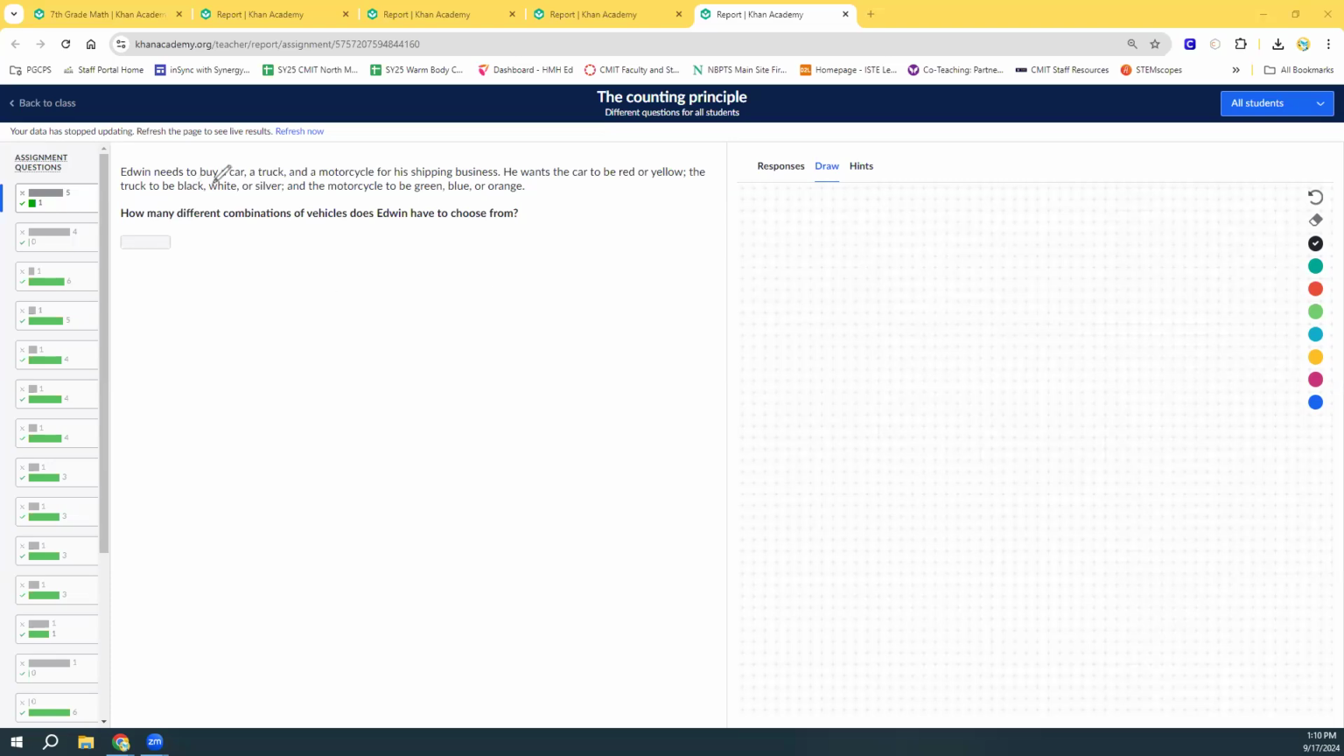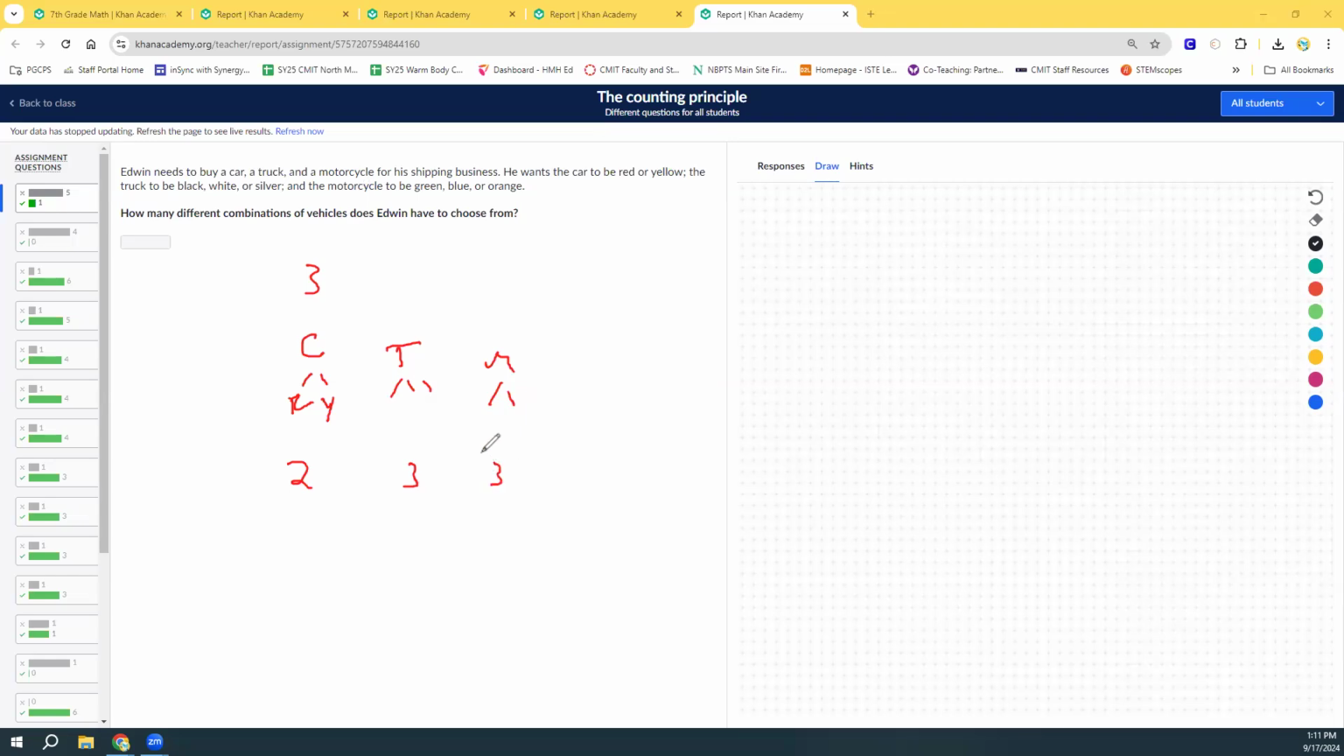So let's do that. Edwin needs to buy a car, truck, or motorcycle. So that's 3 for a shipping business. He wants the car to be red or yellow. Oh, okay. Car can be red or yellow. So that's 2, right? He wants the truck to be black, white, or silver. The truck could be 3 different colors. And he wants the motorcycle to be green, blue, or orange, another 3.